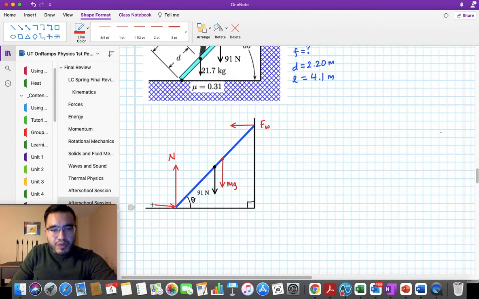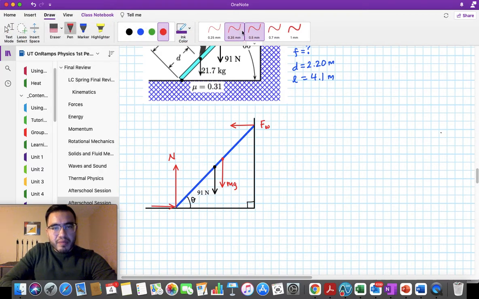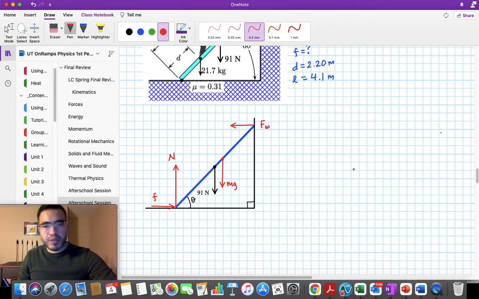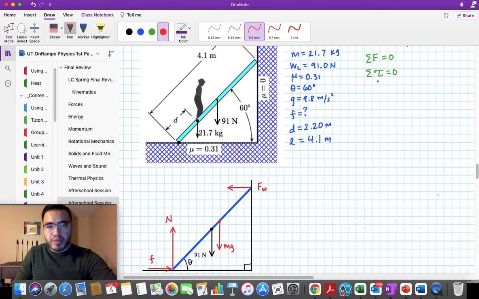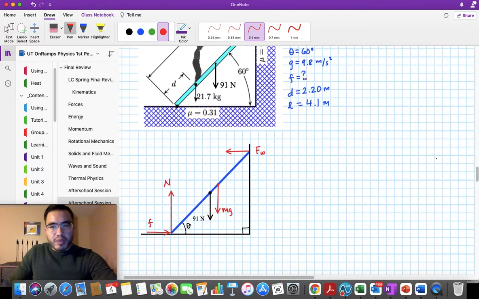And this is the force of friction, lowercase f. There you go. Now we have all forces. We can start working with the first condition for equilibrium, which is the sum of the forces is equal to 0. Net force acting in the system is 0.